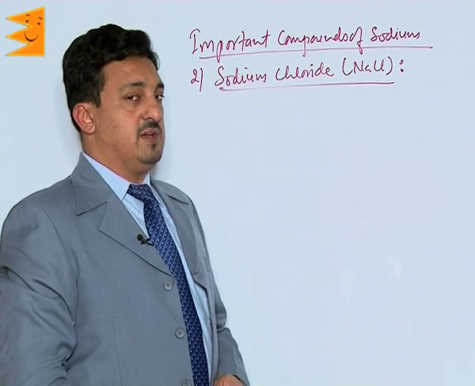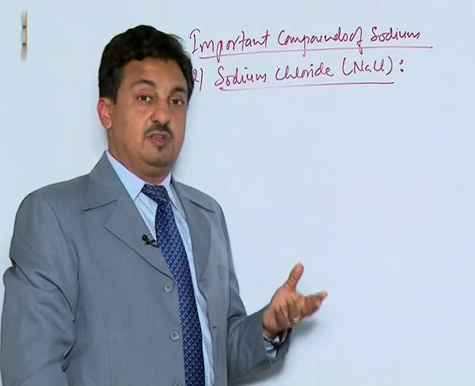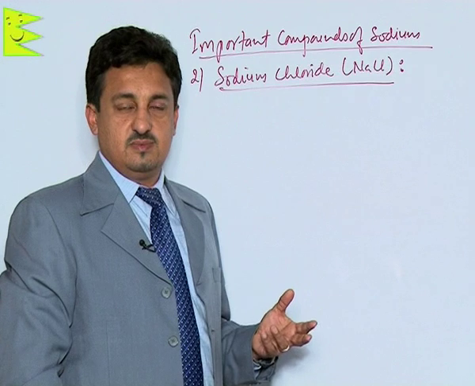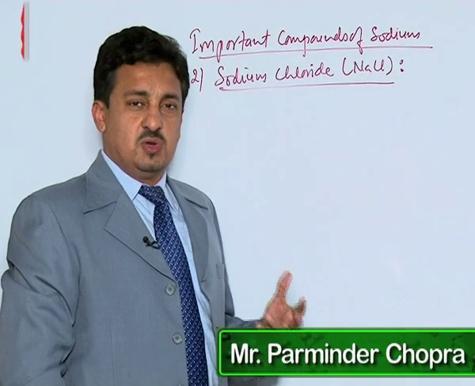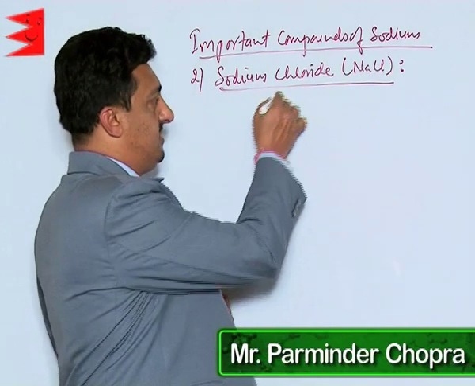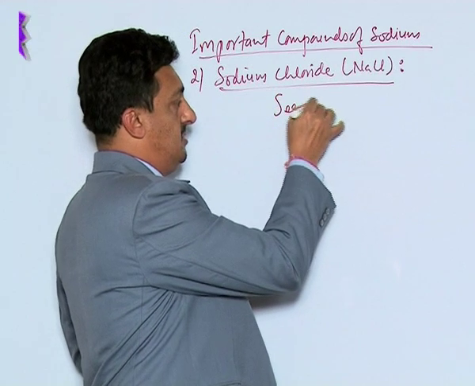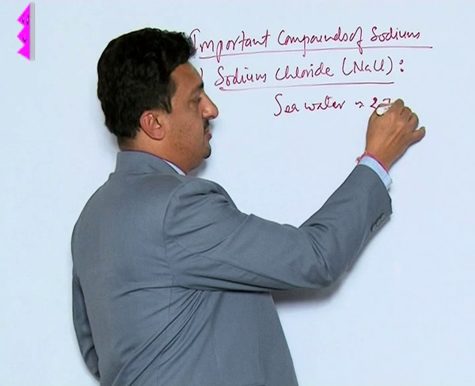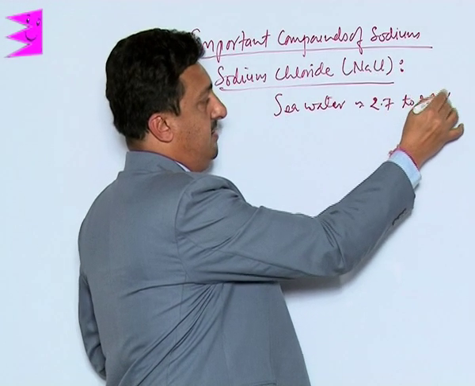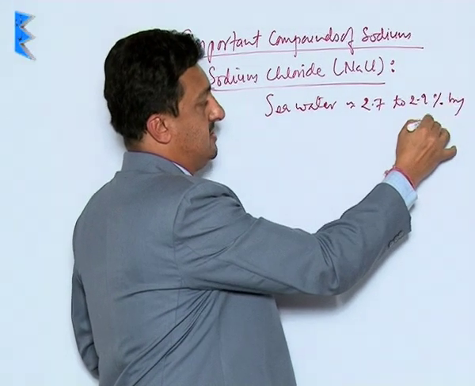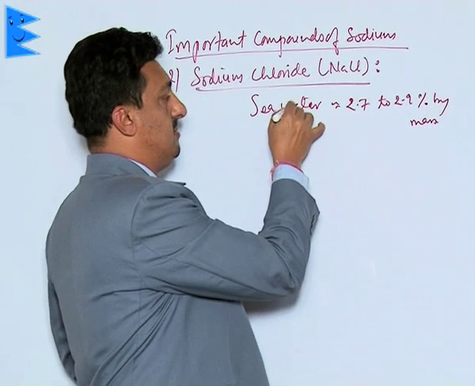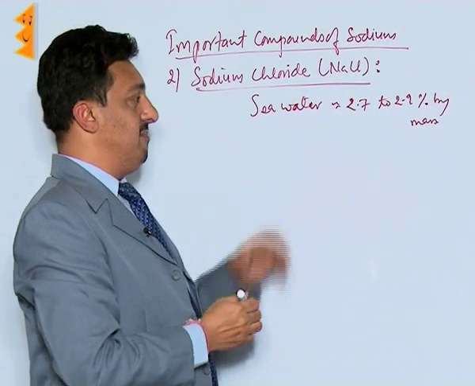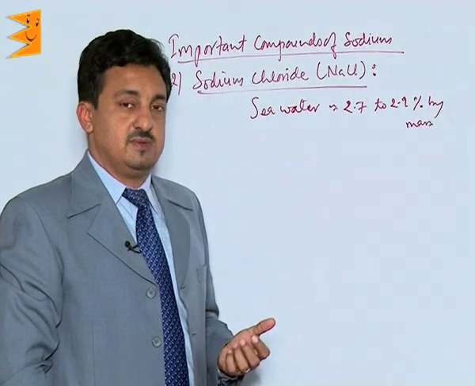The next compound of sodium is sodium chloride, which is also called table salt or common salt. The main source of sodium chloride is seawater, because seawater usually contains 2.7 to 2.9% by mass NaCl. So that is how it is the main source of sodium chloride.